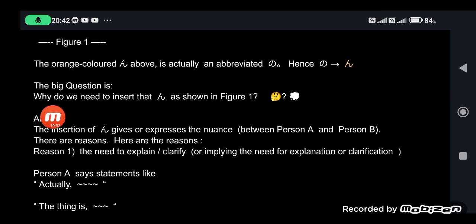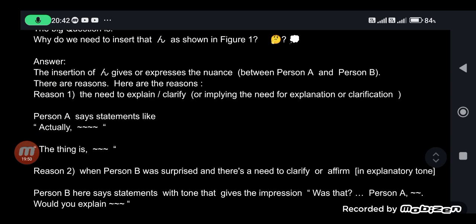And the big question is, why do we need to insert this N as shown in figure 1? So why not just say your usual sentences without this N, without the insertion of N? Well, the answer is the insertion of N expresses the nuance between person A and person B, the nuance of explaining or giving reasons. Well, reason number one, the need to explain or clarify, implying the need for explanation or clarification.